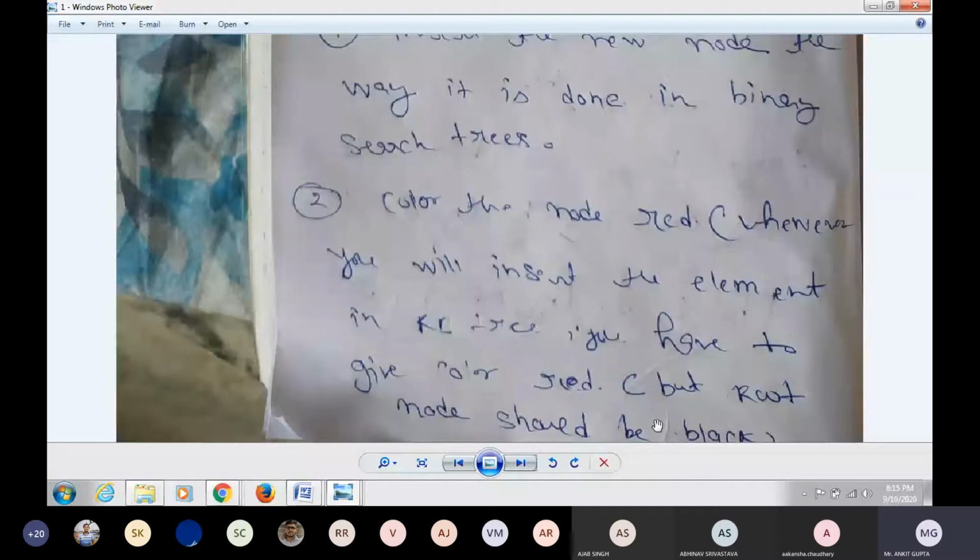We know the properties of the red-black tree. So in this case you have to remember all these properties about the coloring. The very first node, that is the root node, should be black. Whenever I insert a node next time in the red-black tree, in the starting you have to give it color red. Clear?